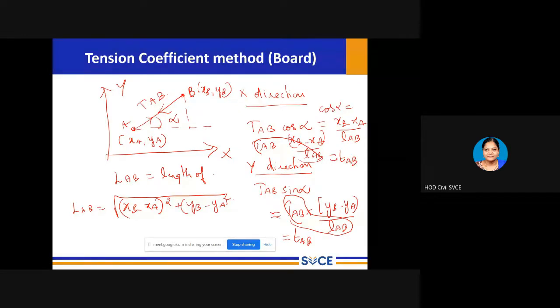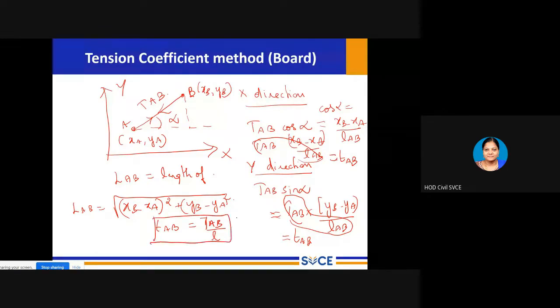So the tension coefficient is nothing but the force in that particular member, or the tension or pull in that particular member, divided by the length of the member. So we represent this as small tab, which is the tension coefficient. So the tension coefficient can be written as TAB divided by L. Now the unit for this tension coefficient is the ratio of the force to the length of the member. Therefore, it will be Newton per meter or kilonewton per meter, whatever the units given in the problem. So this is a small derivation.